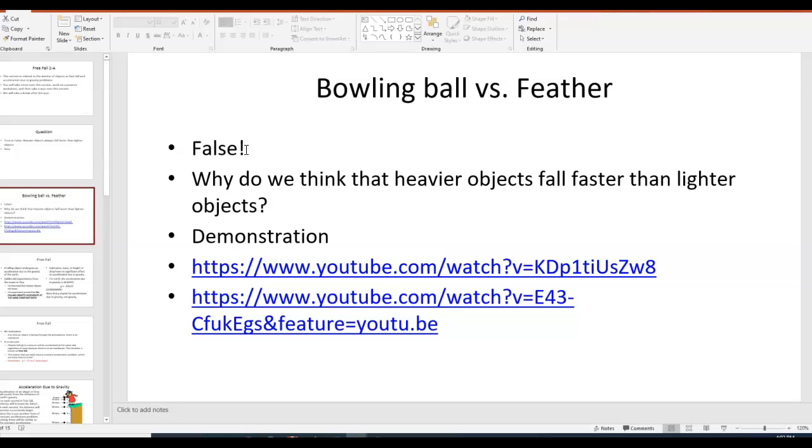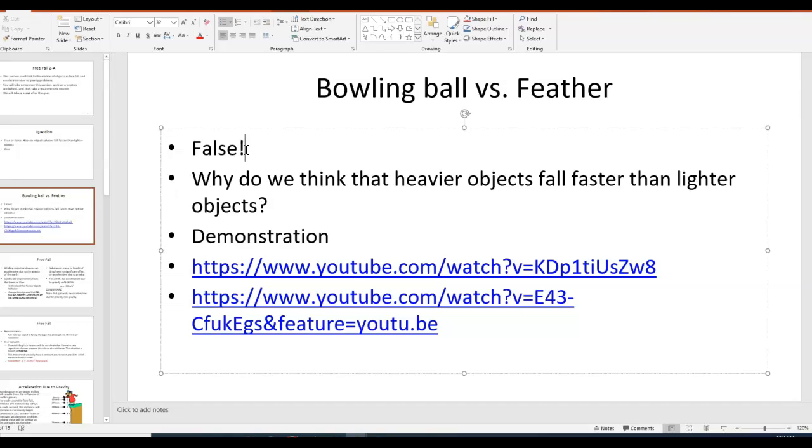Now, if you said true, there's a reason why you might think that is the case, and that's because of what's called air resistance. When you drop an object, as it's falling through the air, it runs into the air particles, and it creates what's called drag or air resistance. However, in situations where you don't have any air, and that means you don't have any air resistance, it's actually not true that heavier objects fall faster than lighter objects. In fact, it turns out that all objects, regardless of how much they weigh, fall at the same rate, as long as there's no air resistance to impede them.